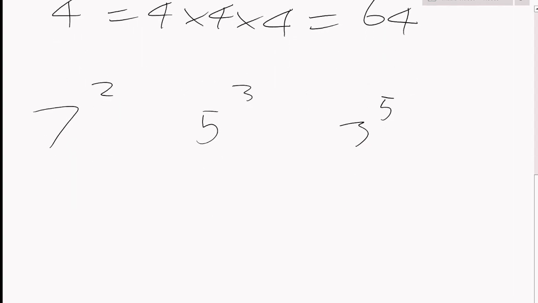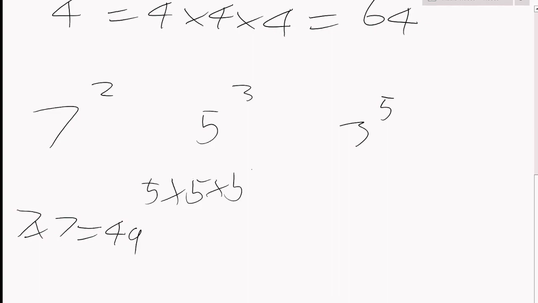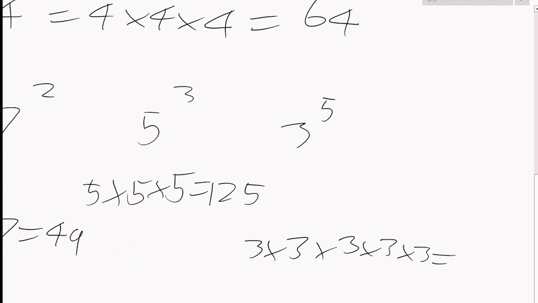So once you've had time to do that, you should find that 7 squared is 7 times 7, which is 49. 5 cubed is 5 times 5 times 5, which is 125. And 3 to the 5th is 3 times 3 times 3 times 3 times 3, which equals 243. And I'll make that 2 a bit clearer. There we go. Somewhat better.